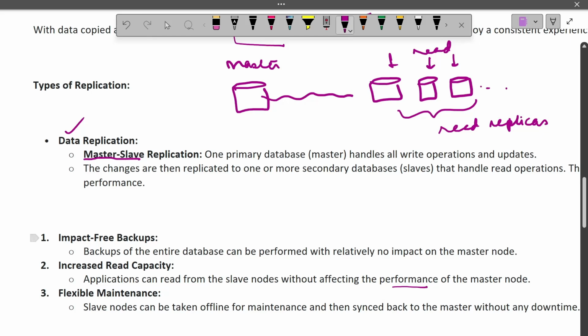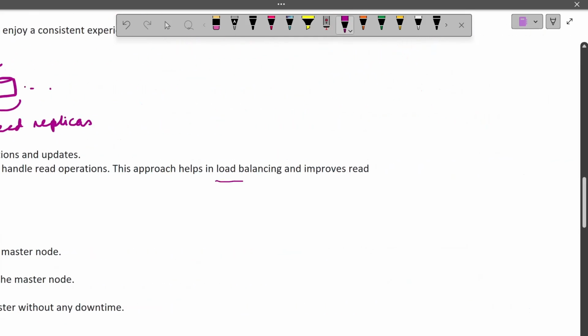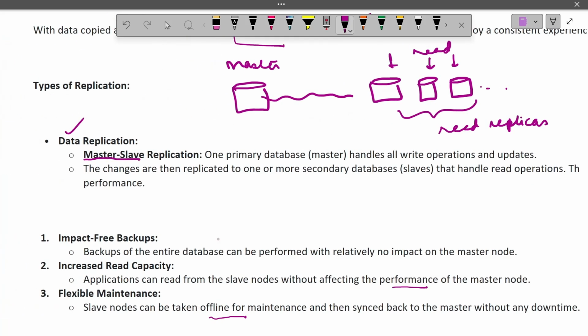Flexible maintenance, and backups of the entire database can be performed. Because the data is getting replicated, there will be no impact on the master node. So your backups are impact free, and the slave nodes can be taken offline for maintenance and synced back to the master also. There's a clear separation of concerns. For read heavy workloads, this also works really fine. As we have written, it helps in load balancing and improves the read performance. By using master slave replication, your read performance is enhanced because you have separate read replicas.